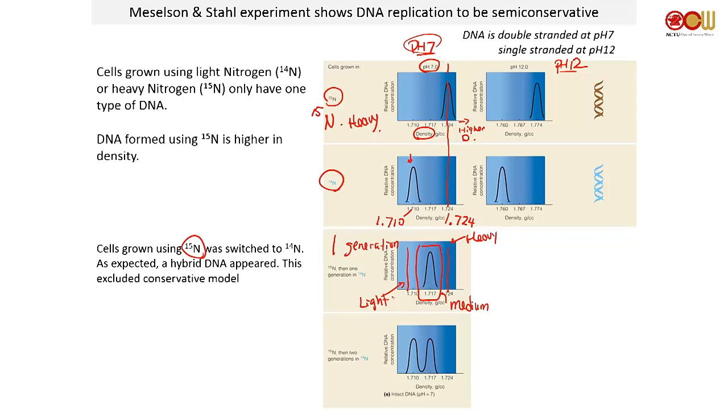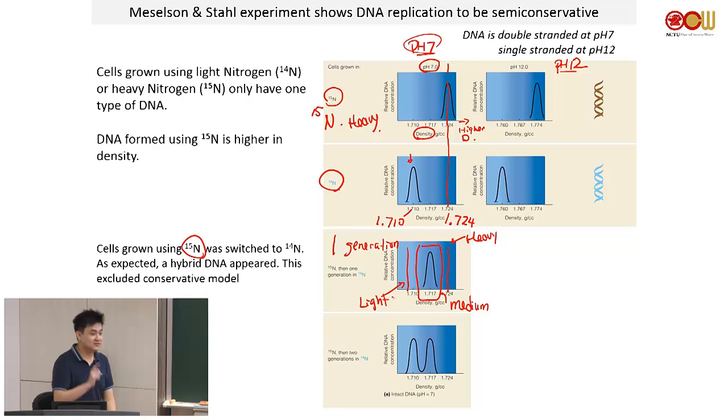Immediately, this tells you the conservative model is out. Why? Because the conservative model says that after I replicate my DNA, I have my old DNA double-stranded and the new DNA double-stranded. So immediately you know that's not true. If it's conservative, then you will see this peak and this peak. You'll see two peaks. Make sense? We're good, right? So we know it's not conservative.